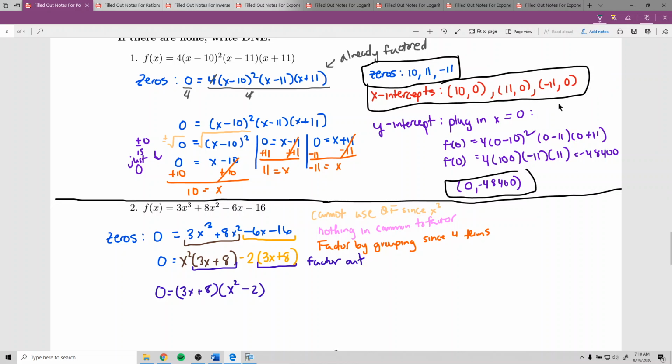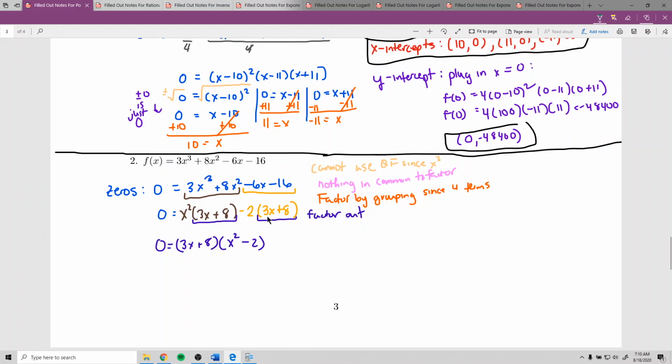Now you can set each factor to 0 and solve it. So we had 0 equals 3x plus 8 and 0 equals x squared minus 2. Solve for x in both of them. On the one on the left, we subtract 8. We got 3x equals negative 8. And then divide by 3. And we get x equals negative 8 over 3 for one of our answers.